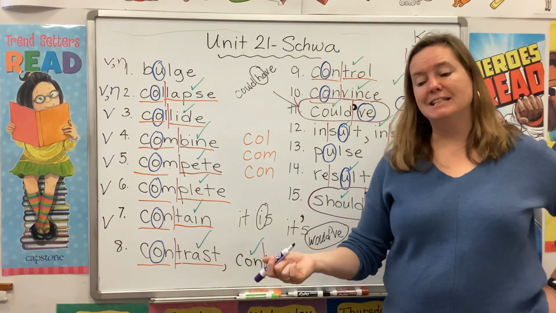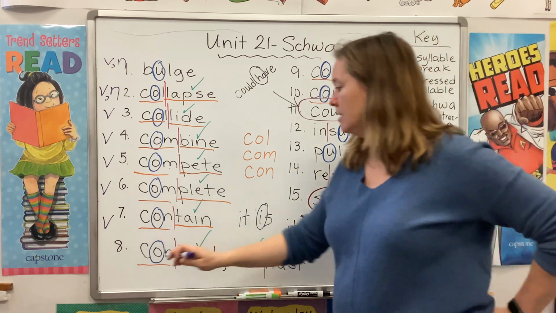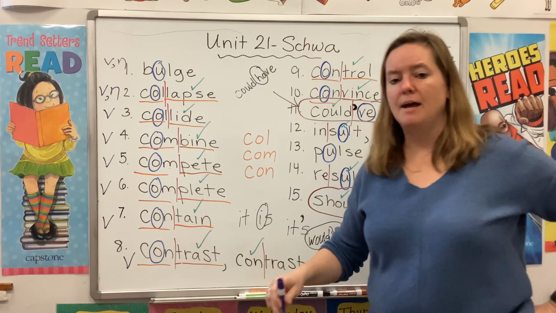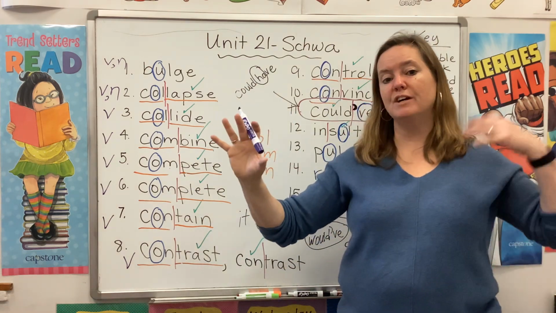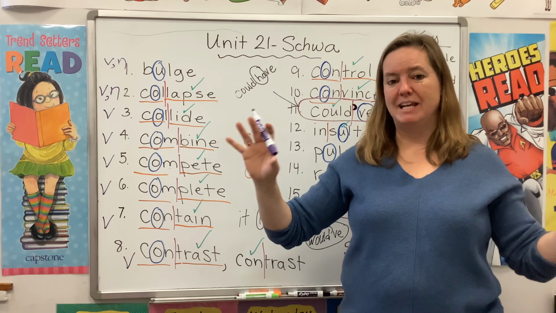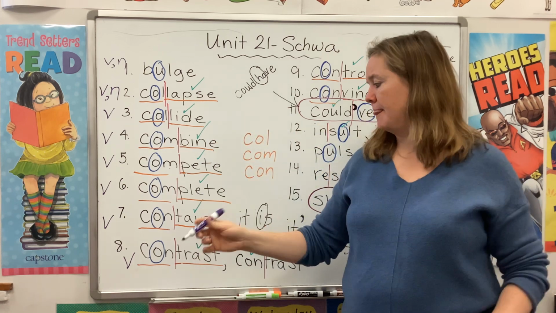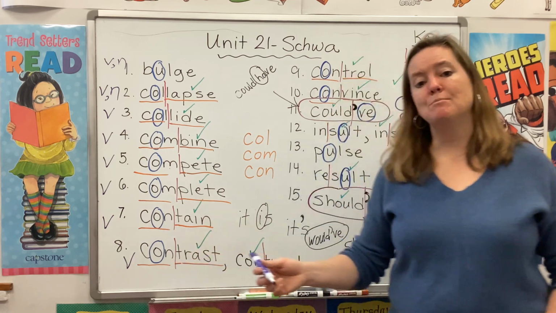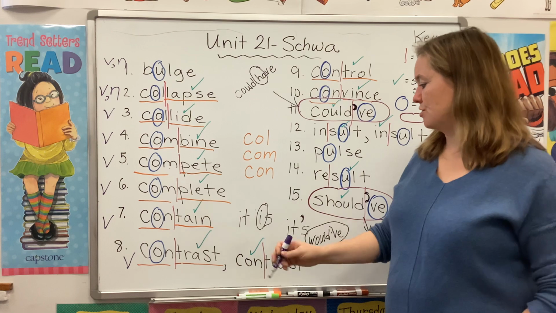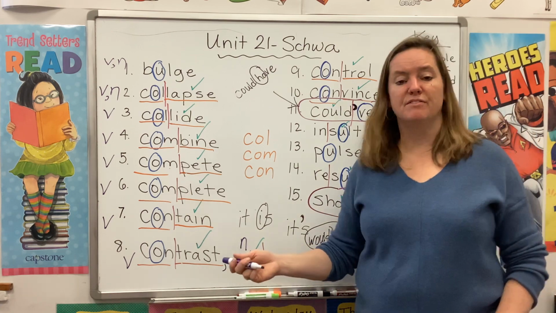Two different pronunciations. If I want to use it as a verb, like I wrote a poem that contrasts winter and summer. When it contrasts those two seasons, it talks about how they're different. I stress the second syllable, contrast. When I'm talking about the contrast, that's a noun. This time I stress the first syllable.